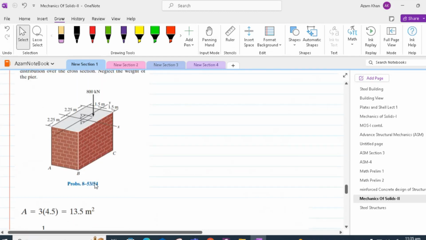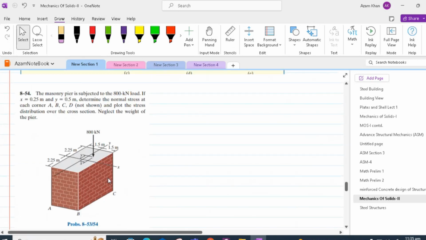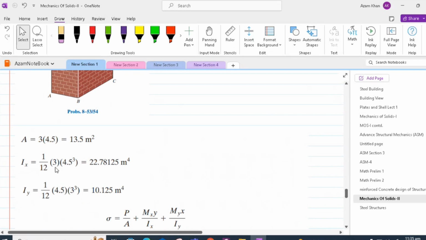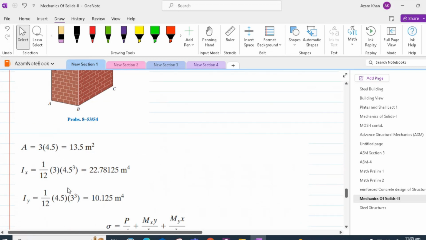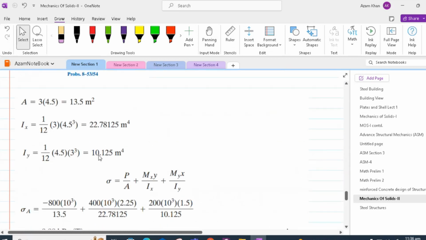So area of the cross section is equal to 3 times 4.5, which is 13.5 meters squared. The moment of inertia about the x-axis is b h cube by 12. In other words, 3 times 4.5 cube by 12, and that gives us 22.78 meter 4. The moment of inertia about the y-axis will be equal to 4.5 times 3 cube by 12, and that will give us 10.125 meter 4.